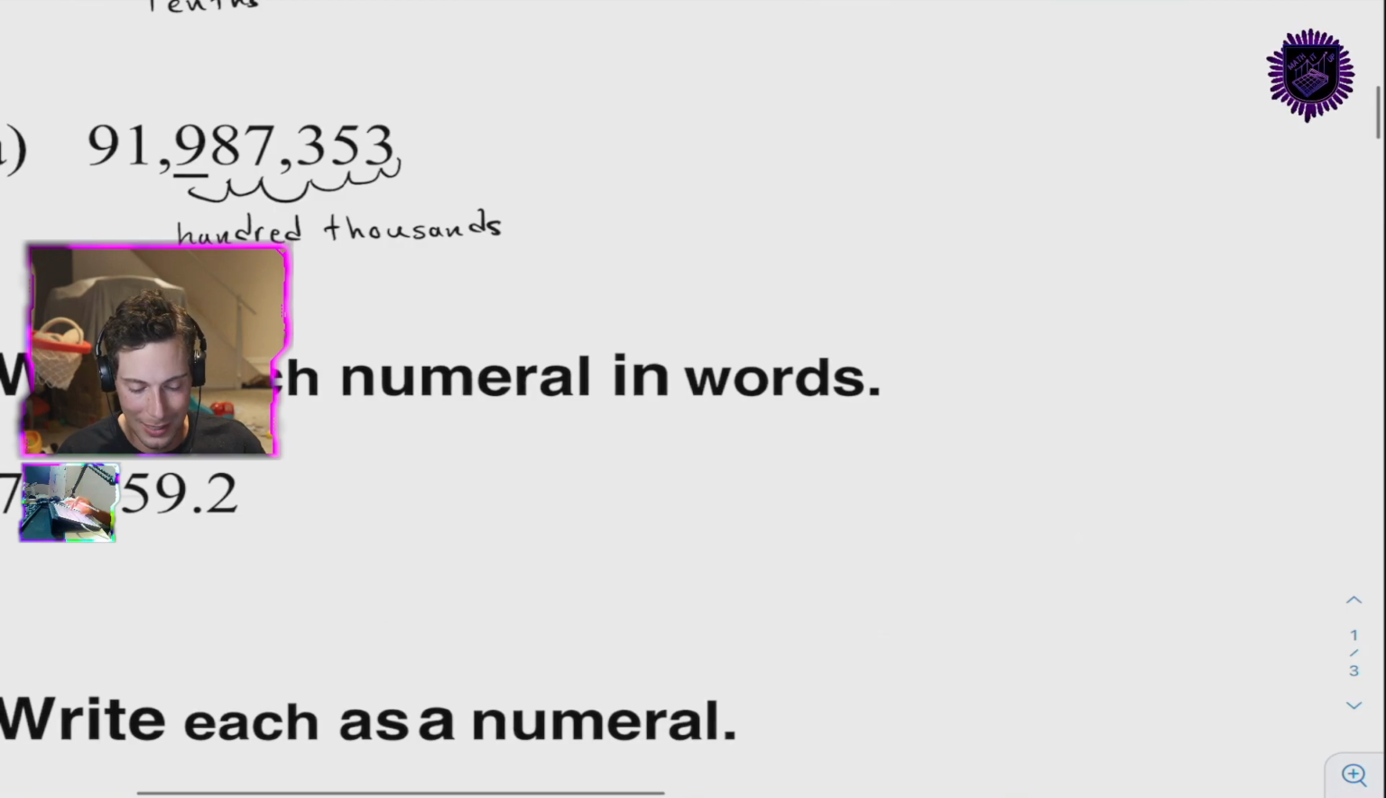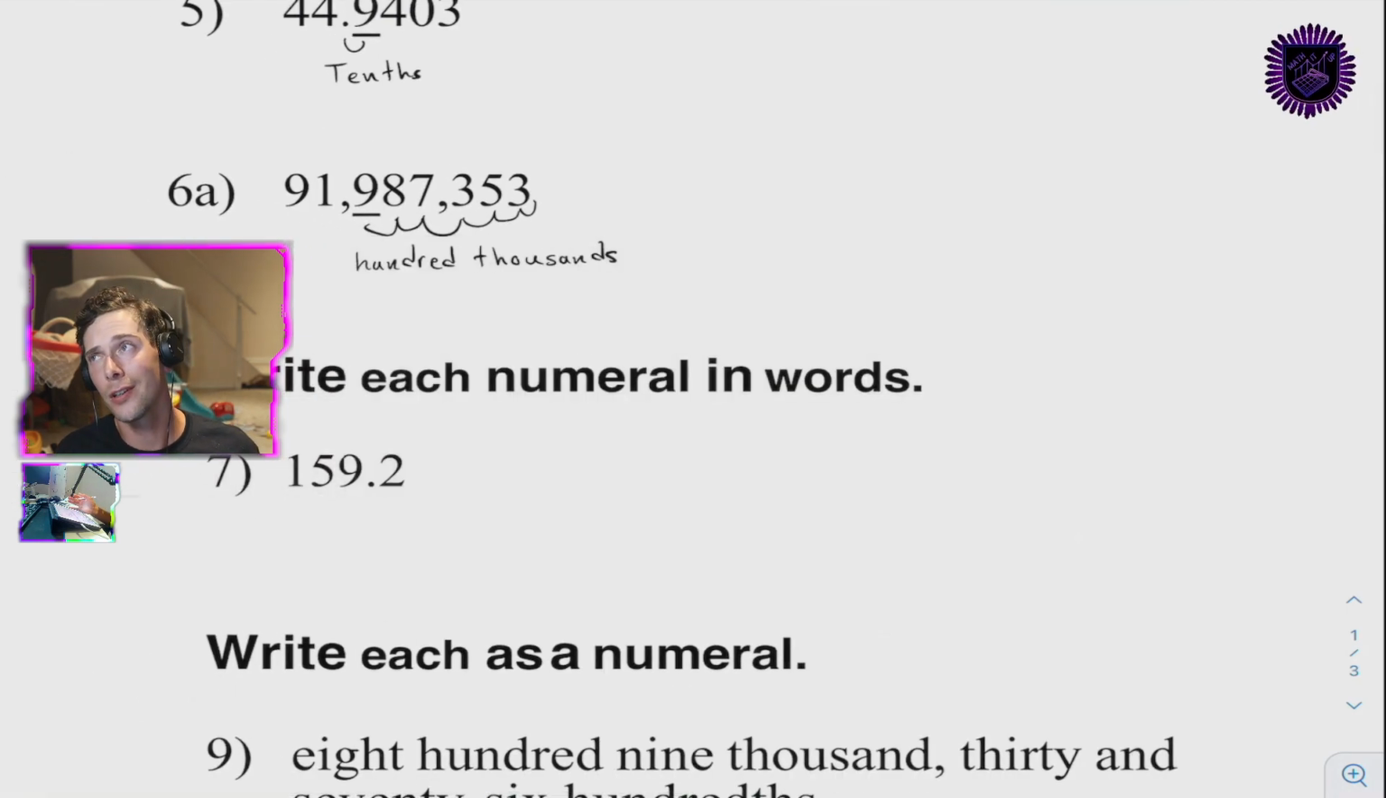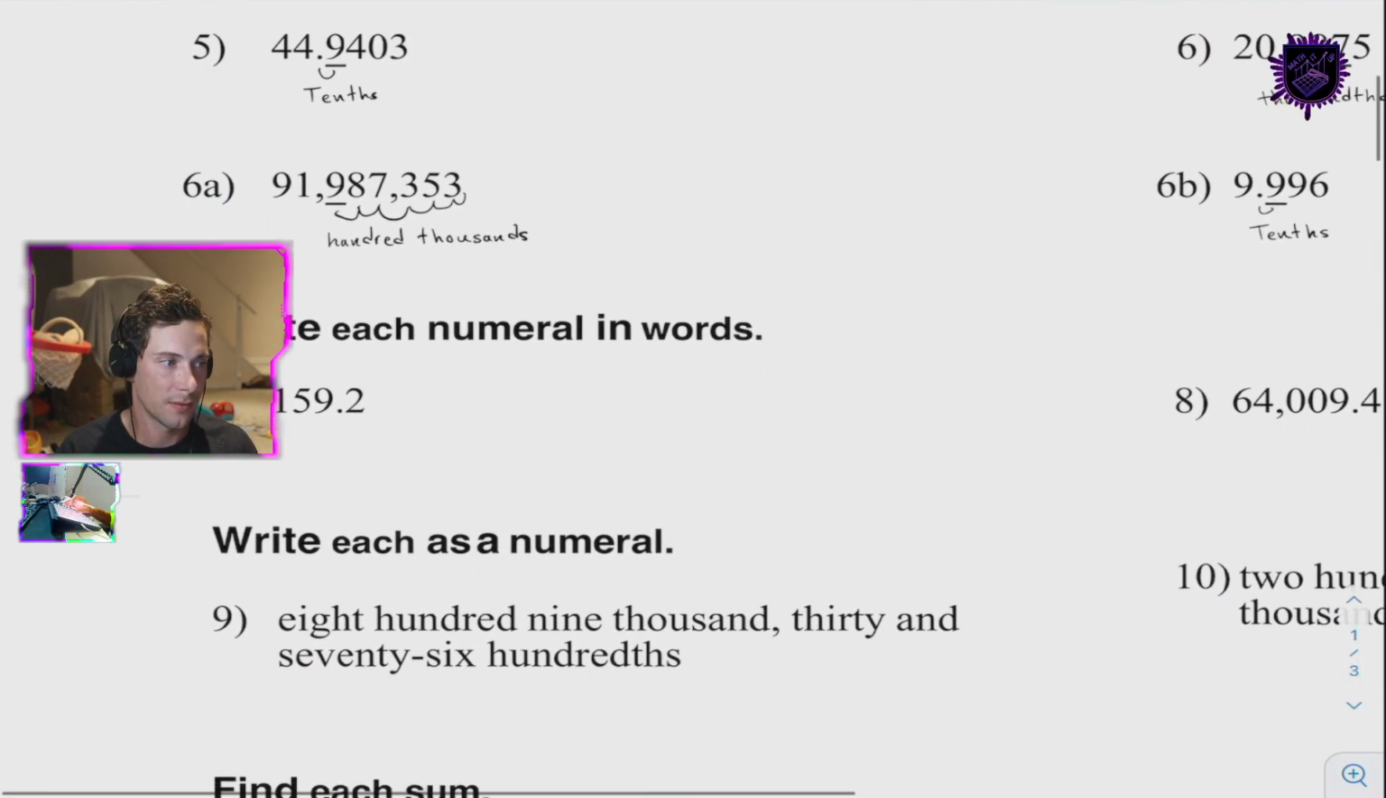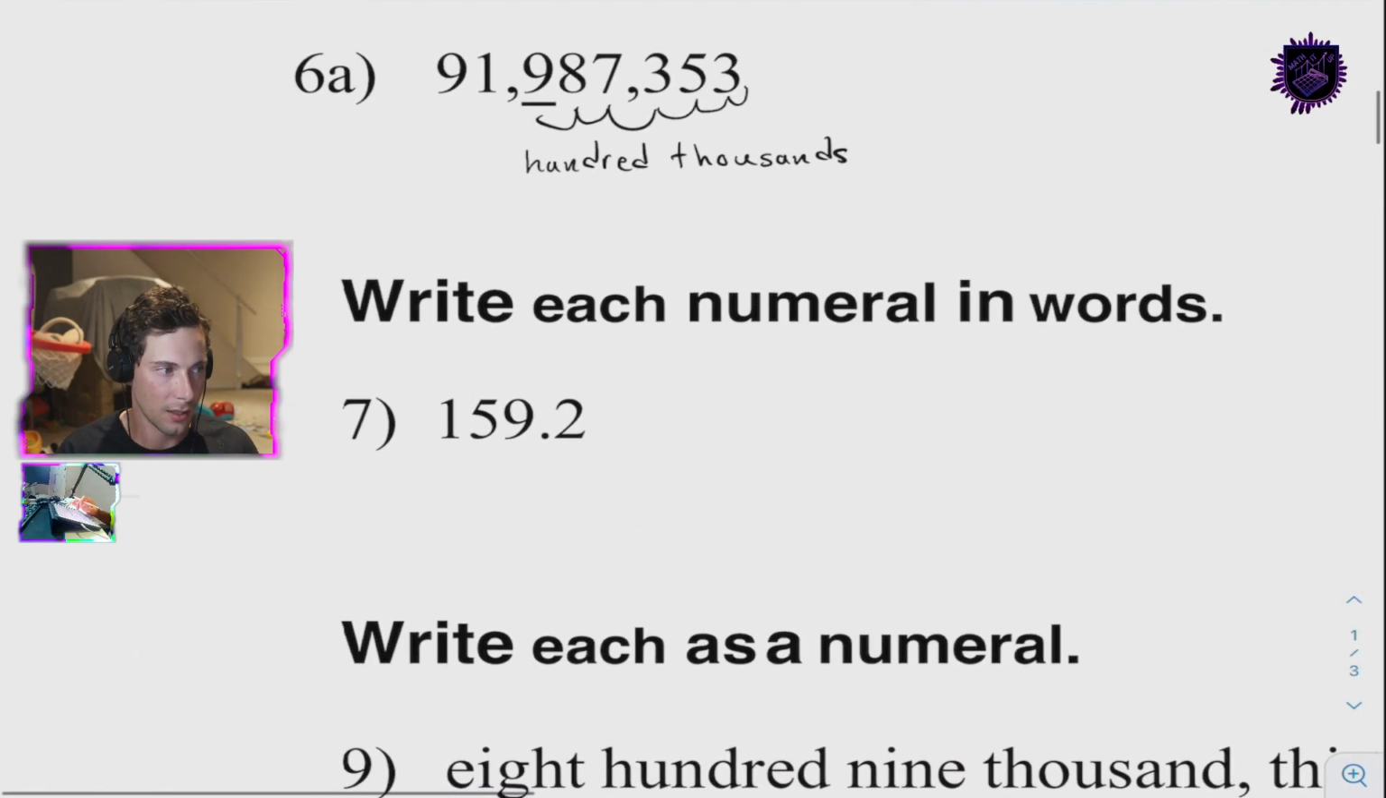Oh my goodness, write each numeral in words. So difficult. Printing. Oh, this is math class. No, this is actually really important. We need to be able to do this. Let's try and get it. There it is. Okay. 159.2. Now, I'm not going to write 0.2. We're going to write and 2 tenths. 159 and 2 tenths.